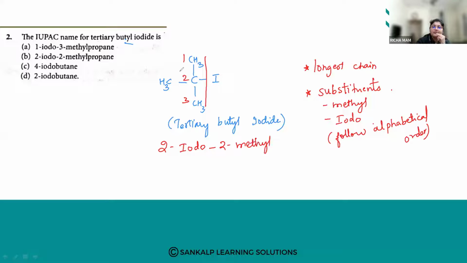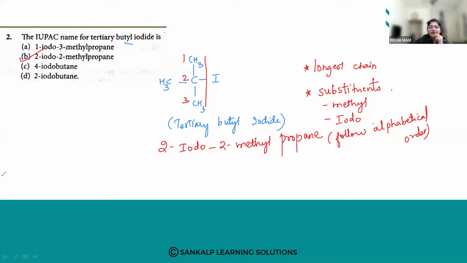Then how many carbon atoms? 1, 2, 3. So it is prop, right? And it is a saturated compound, so it is ane. So it is option number B, 2-iodo 2-methyl propane. So Hema has answered it correct. Very good.